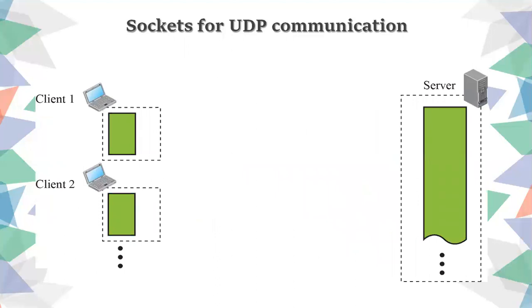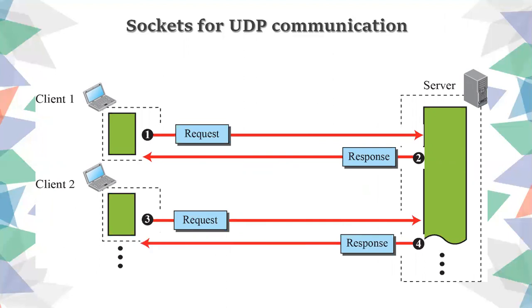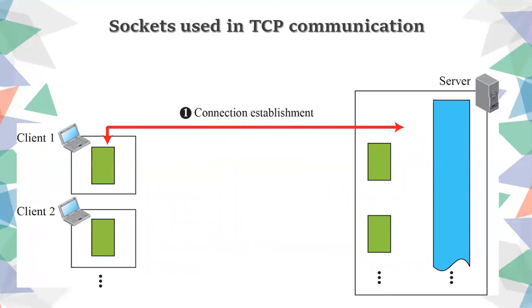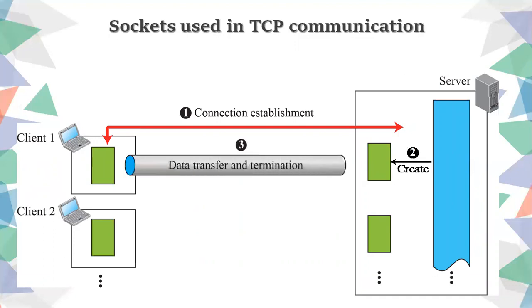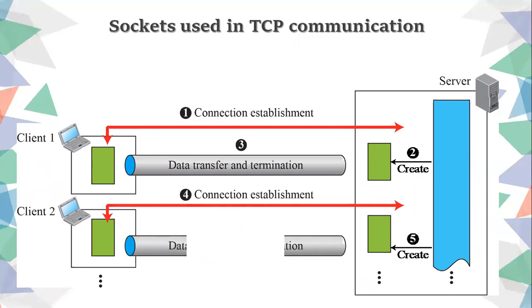What is a UDP connection? How does the socket interface work? First, it gives a request and it gets a response, because UDP is a connectionless service. Don't forget that. Giving a request and getting a response, nothing more than that. If you talk about TCP, first it needs a connection establishment, which is the responsibility of the sockets. Then it creates a path, data transfer happens, and then termination happens. Once the connection is established, the path will be created and the data will be transmitted. That is nothing but sockets used in TCP communication.